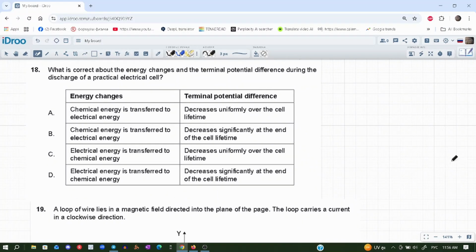Number 18. What is correct about the energy changes and the terminal potential difference during the discharge of a practical electrical cell? Energy changes, terminal potential difference. Here, of course, we will have option: chemical energy is transferred to electrical energy. It's correct. Decreases significantly at the end of the cell lifetime. Of course, this is option B. Only option B is correct here.